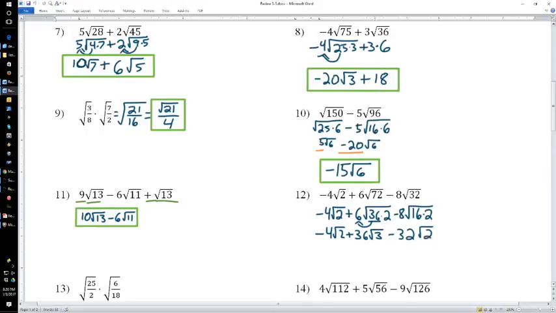Why I wrote a 3 right here, I have no idea. The 2 dragged along. We'll go from there. If you were wondering about that, I don't know, brain fart.